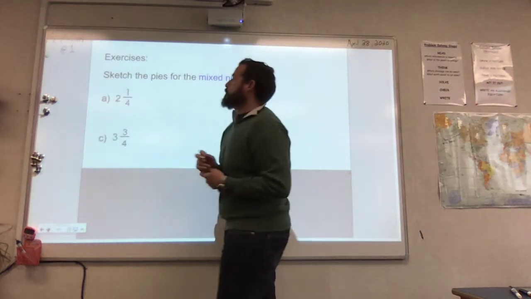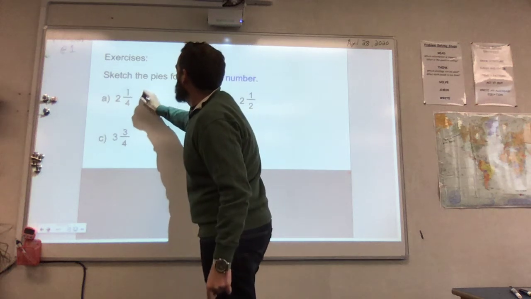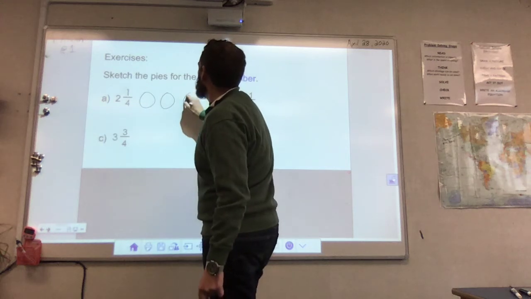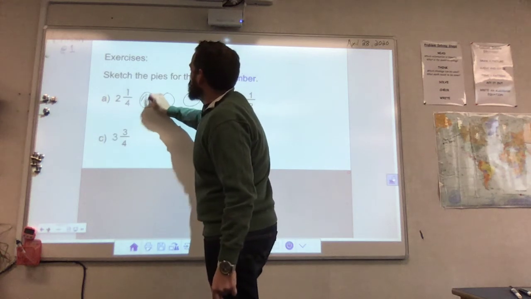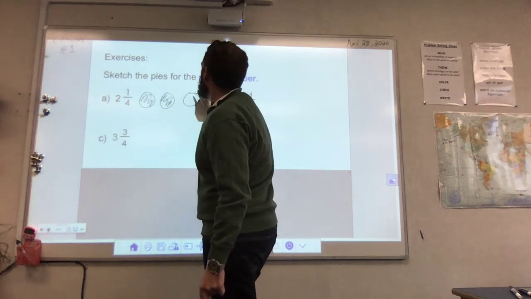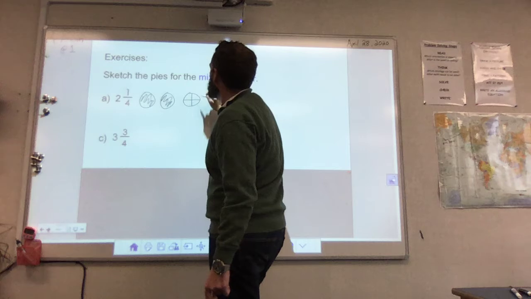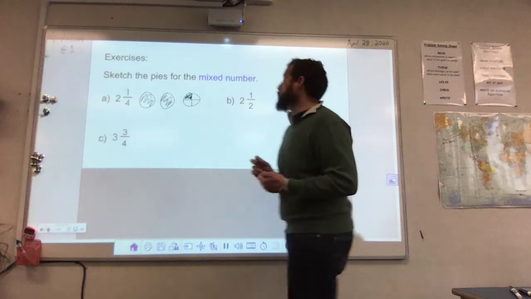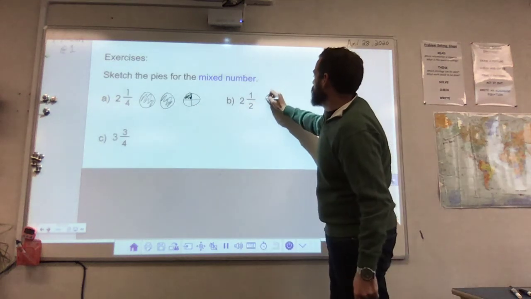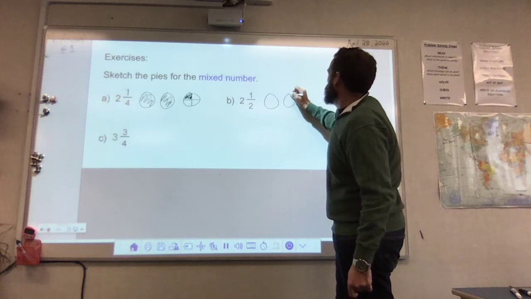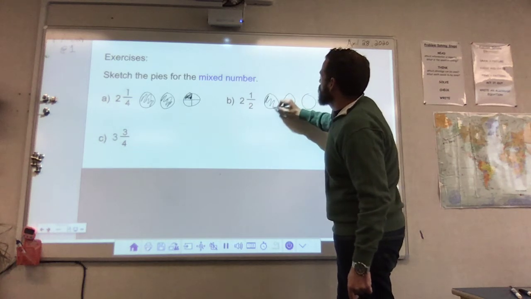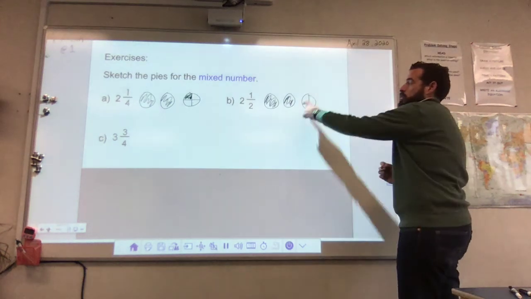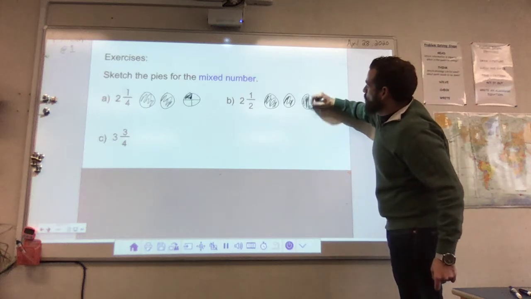So first one, A, we've got 2 1/4. So I'll do 2 circles, and then the 1 circle for my fraction, and I'll shade those in. Now I've got to divide this circle into 4, so there's my 4 parts. One of those 4 would be shaded, so there's 2 1/4. 2 1/2. So there's my 2. This is only divided into 2 parts, and 1/2 of that will be shaded.